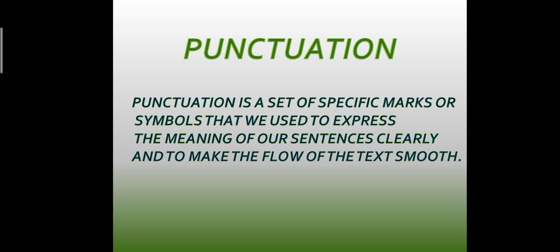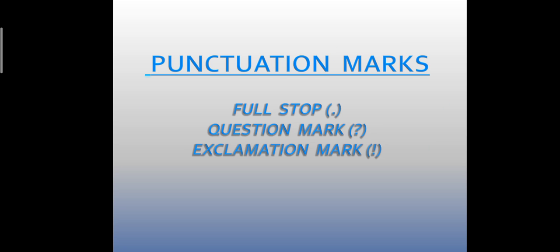Coming back, I have told you there are 4 kinds of sentences, but only 3 punctuation marks are used to end a sentence. So, which are those 3 punctuation marks? Yes, they are full stop, question mark, and exclamation mark. Look at the symbols also. So, I hope the role of punctuation in a sentence is clear for you.